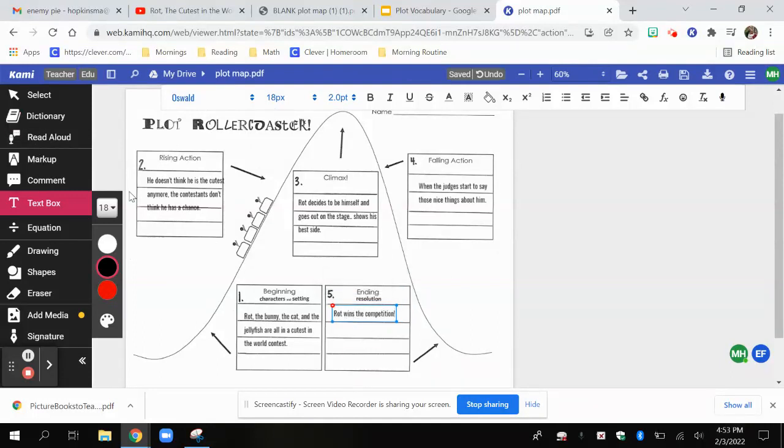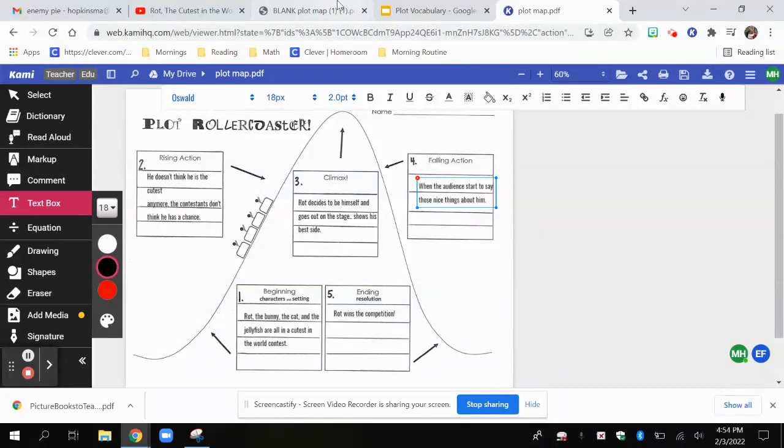So when I think about this story, I go back to that beginning. Rot, the bunny, the cat, and the jellyfish are all in a cutest in the world contest. He doesn't think he's the cutest anymore. That's my problem. And the contestants don't think he has a chance. My climax, that most exciting part, is when he decides to be himself and gets out on that stage and struts his stuff. My falling action, when that problem starts to get solved, is when the audience and judges start to say those nice things about him. And my resolution and my ending is when Rot really wins that competition. So we just plotted that whole story, Rot the Cutest in the World, together.